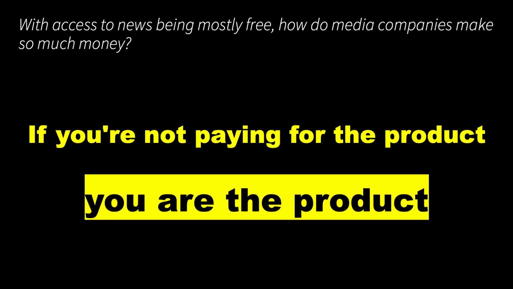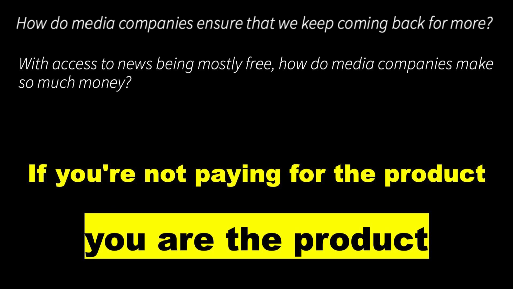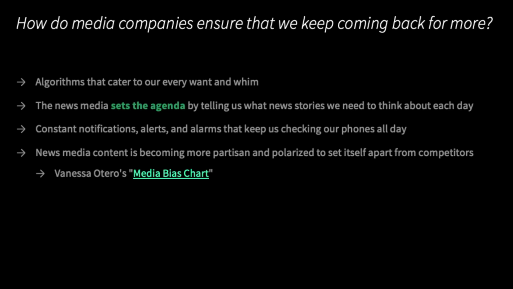So how do media companies ensure that we keep coming back for more and keep consuming all this advertising content? Well, the algorithms have gotten really good at tracking our internet profile and knowing exactly what type of content we want to consume. So these news media outlets can make sure that they cater to our every want and whim. The news media sets the agenda by telling us what news stories we need to think about each day, or as we just discussed earlier, prevents us from learning about certain stories that they would prefer we not know about. There are constant notifications, alerts, and alarms that keep us checking our phones all day.